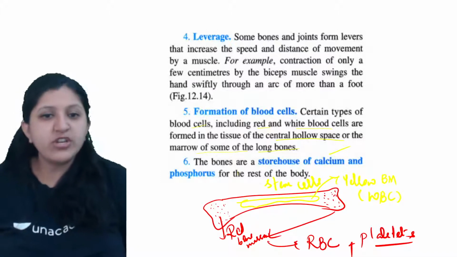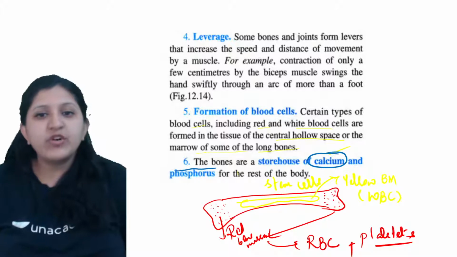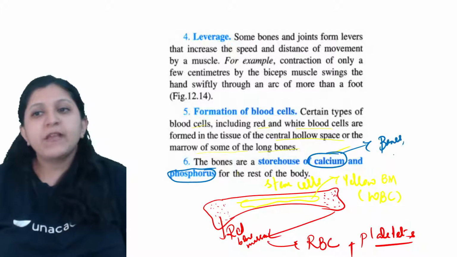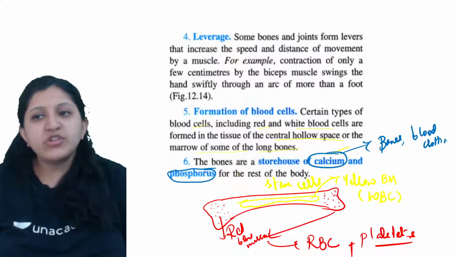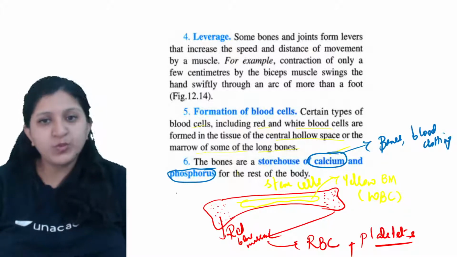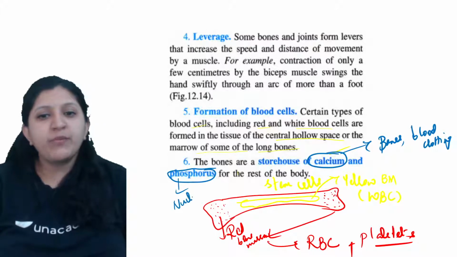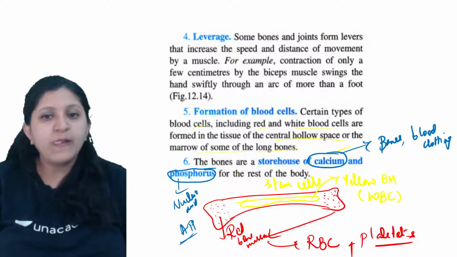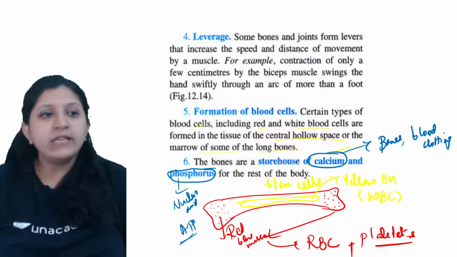Bones are the storehouse of calcium. This is the sixth function mentioned here. Bones have a lot of calcium and phosphorus stored in them. The calcium is used for making bones itself, and in the blood clotting process. Phosphorus has a main role in movement, and also in DNA or nucleic acid formation and ATP synthesis. So it is required in a larger amount. All these functions are done by the bone itself.